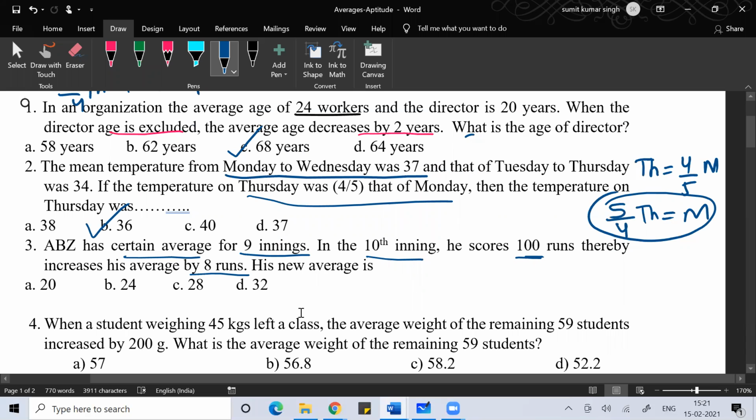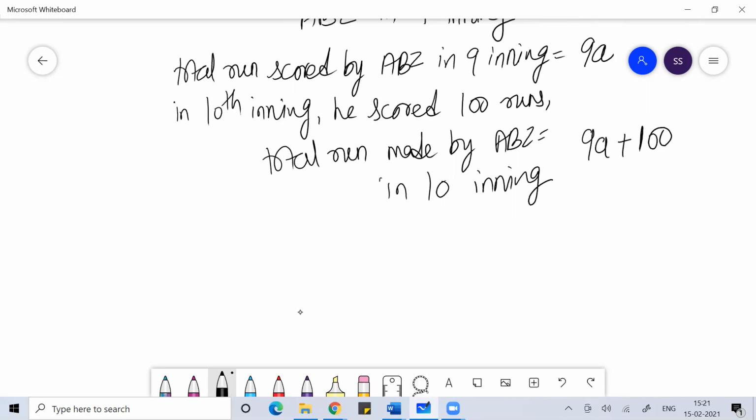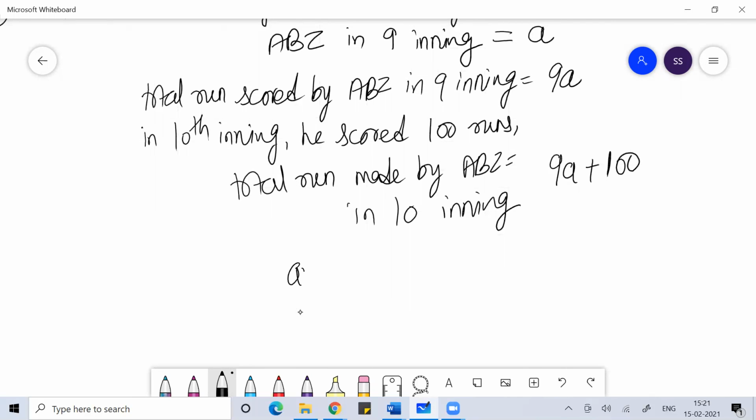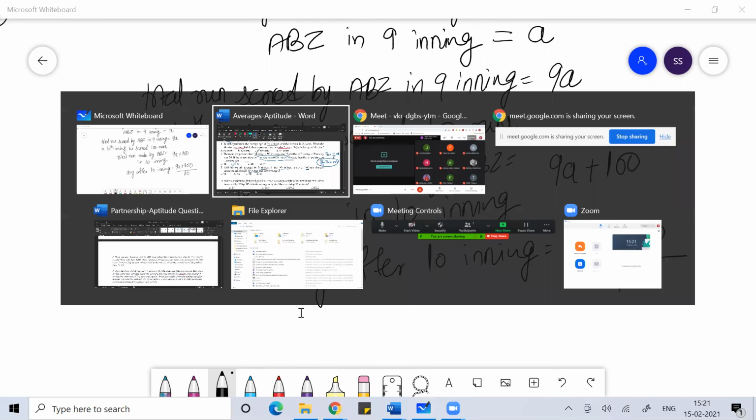Okay, and thereby increases his average by 8 runs. Now the total run he made in 10 innings is 9A plus 100. So his average after 10 innings is 9A plus 100 divided by 10. Again, we are using the same formula: average is equal to total sum of data divided by number of data, or total is equal to average into number. So his average after 10 innings is (9A plus 100) by 10.